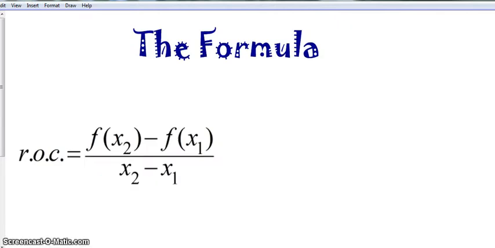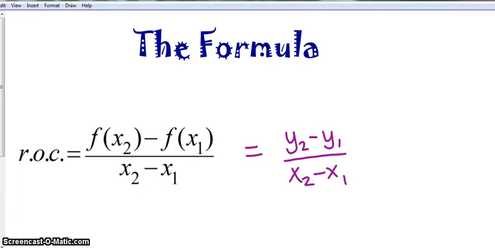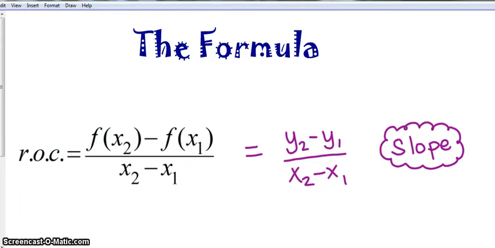It means you're going to have to know a formula. And that looks kind of crazy. So you have the rate of change is equal to f of x2 minus f of x1 divided by x2 minus x1. But I promised that this was slope. And f of x is really just y. So this is y2 minus y1 over x2 minus x1, which really is slope, and that's what you've been finding. Right, so it's going to work just like that.